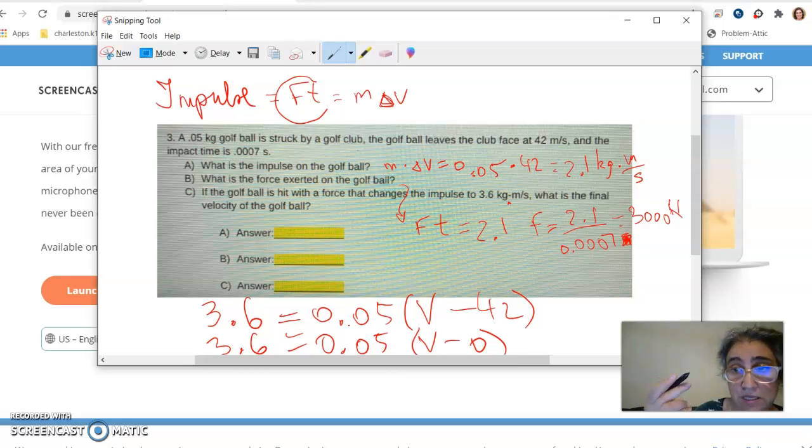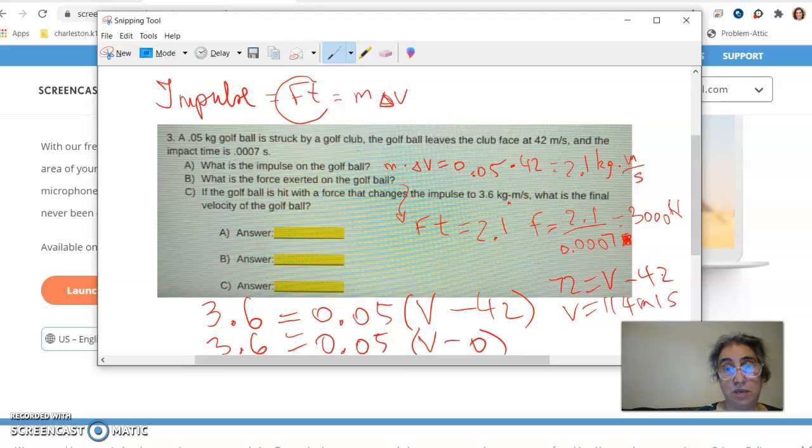First I'm assuming it's hit the second time, so I'm going to apply the first formula. You have to divide by 0.05 first. So 3.6 divided by 0.05, and I'm getting 72. So I have 72 equal to final velocity minus 42. If I add 42, it gives me 114. The final velocity is 114 meters per second, which is a lot.